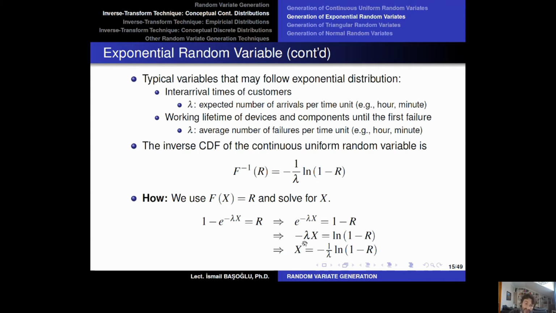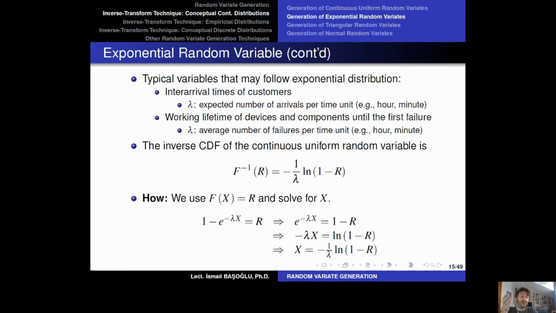And the only thing that is left is to take this minus lambda to the denominator of the right-hand side. So minus 1 over lambda, the natural logarithm of 1 minus r, is the random variate generator for the exponential random variable. So you see, we can use the inverse CDF for the exponential random variable as well to generate exponential random variates. But here's the problem.